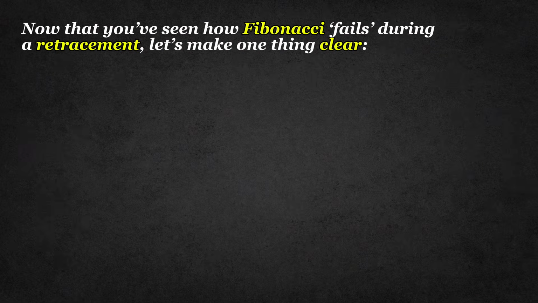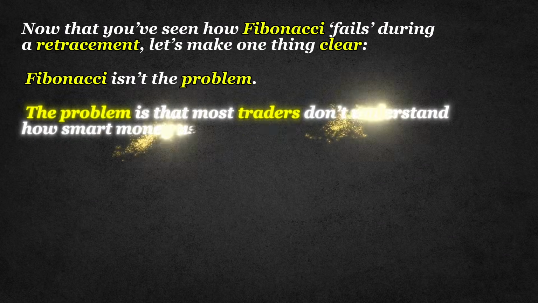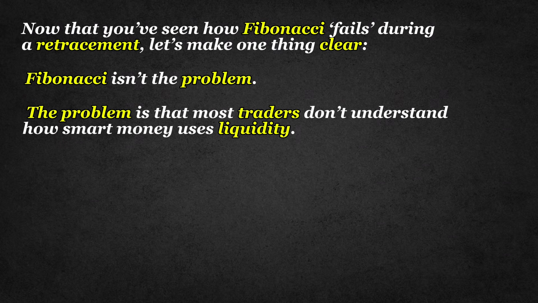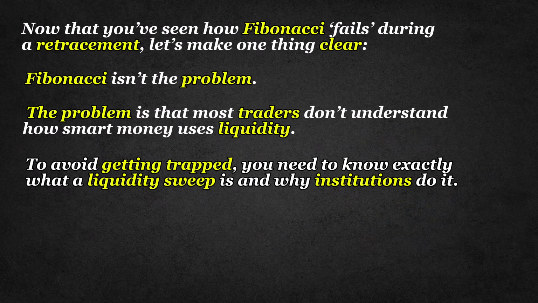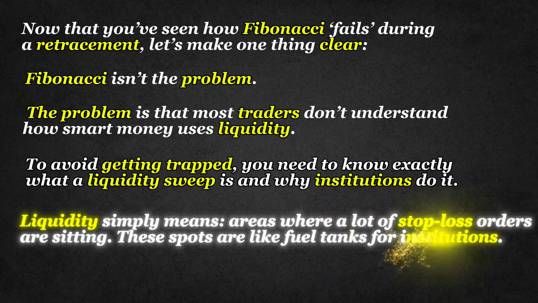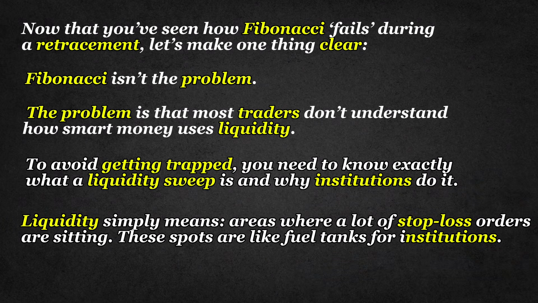Now that you've seen how Fibonacci fails during a retracement, let's make one thing clear. Fibonacci isn't the problem. The problem is that most traders don't understand how smart money uses liquidity. To avoid getting trapped, you need to know exactly what a liquidity sweep is and why institutions do it. Liquidity simply means areas where a lot of stop-loss orders are sitting. These spots are like fuel tanks for institutions.